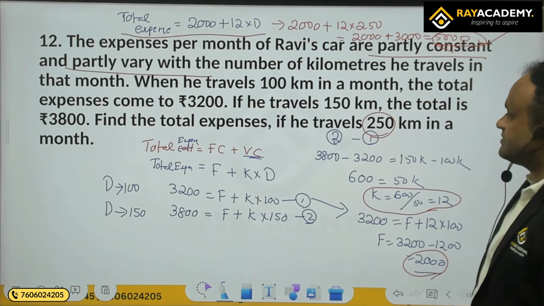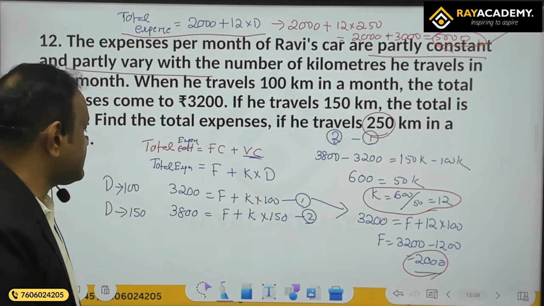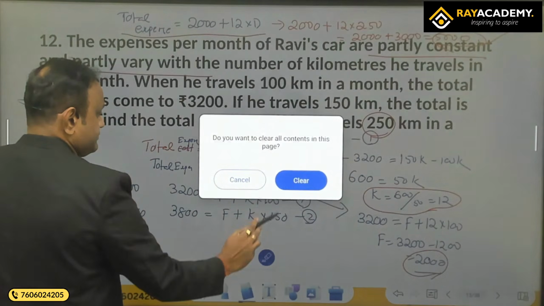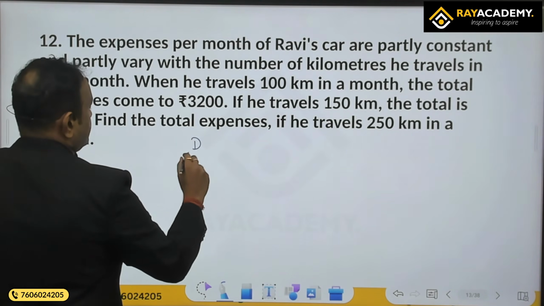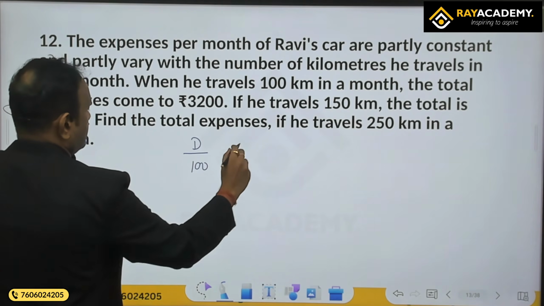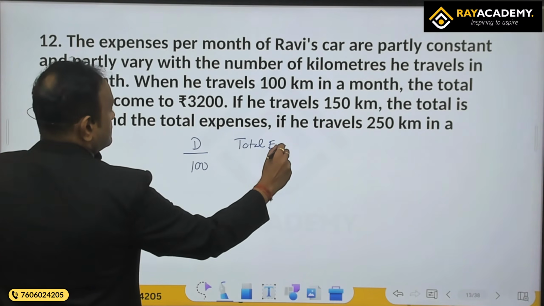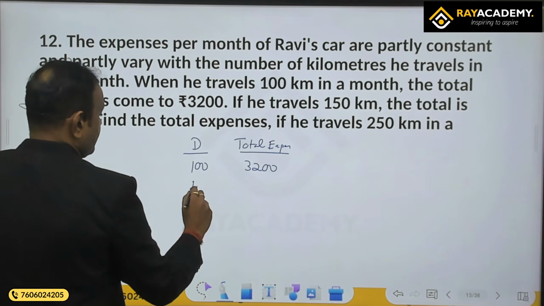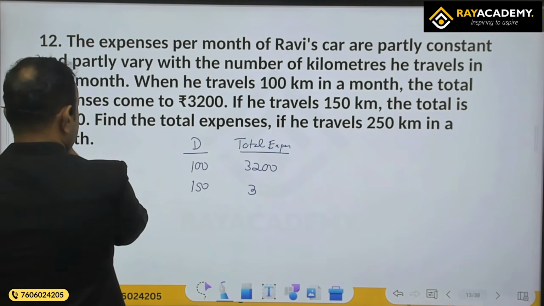This is your answer. So this is the way we can solve these questions, but we will see if there is any shortcut for this kind of question. Let us see. Okay, when D is 100, the total expense is 3200. When D is 150, the total expense becomes 3800.